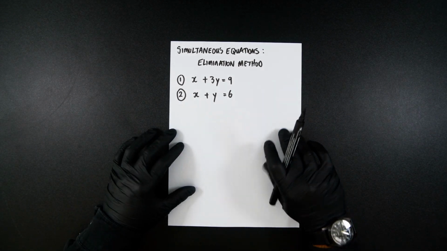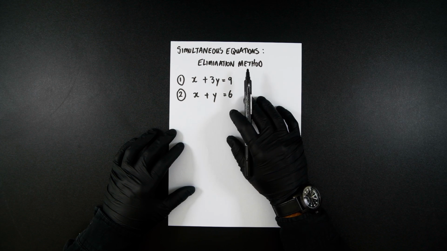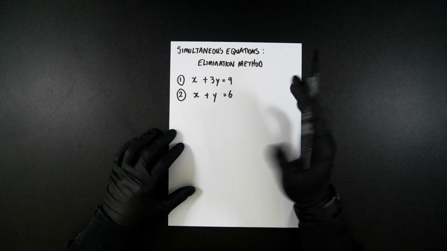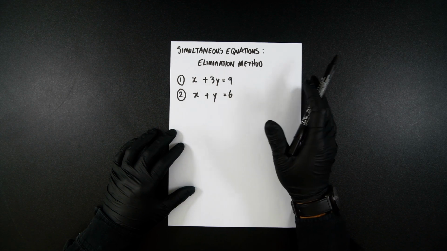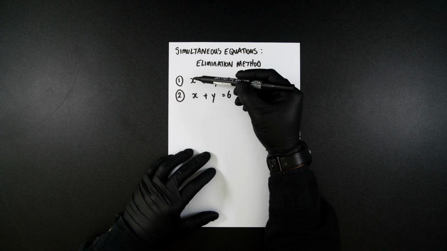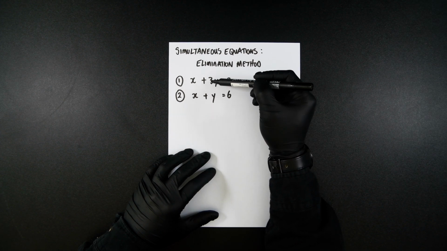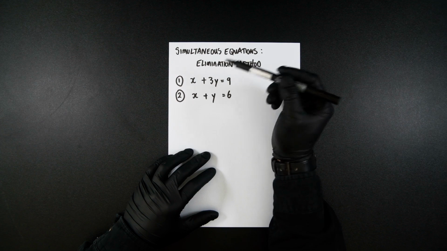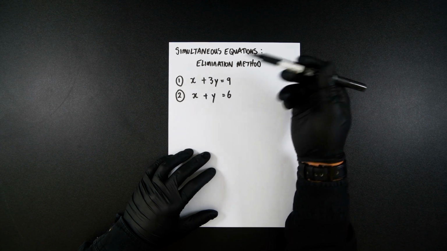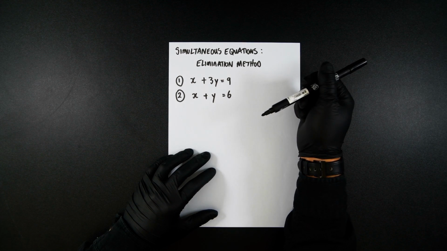Simultaneous equations. We're first going to do the elimination method, and then later on we'll do the substitution method. In different situations, one will be easier than the other. For the elimination method, generally speaking, you want to see something where the coefficients, or the numbers next to the variables, are exactly the same, because it's easy to eliminate and then solve for x and y.